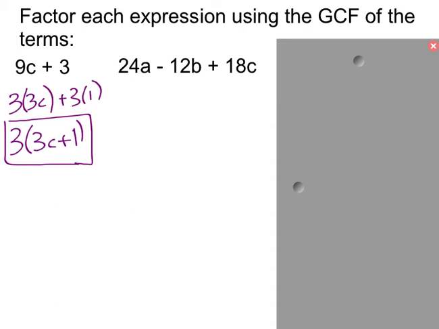Okay, next example, 24a minus 12b plus 18c. The biggest number there, I think, is 6. This is 6 times 4, this is 6 times 2, and this is 6 times 3. Yeah, 6 is the greatest common factor.